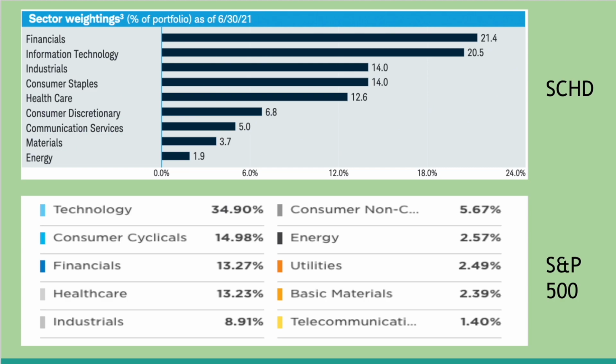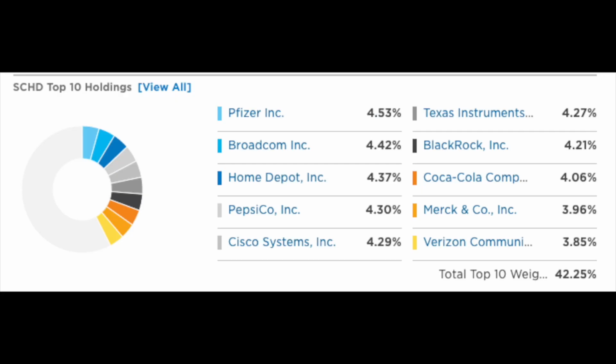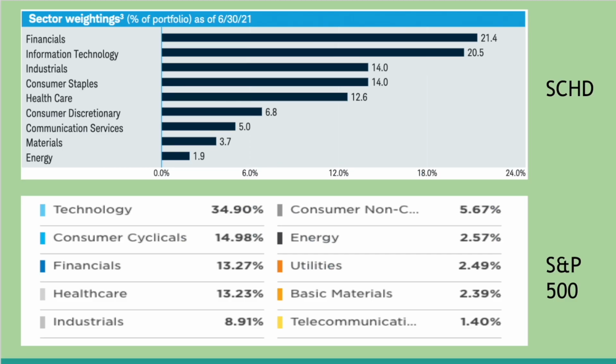The largest positions in SCHD are all companies you are probably familiar with. We have Pfizer, Broadcom, Home Depot, Pepsi, Cisco, Texas Instruments, Coca-Cola, Merck, and Verizon, all US-based companies, but these are companies that do business all over the globe.